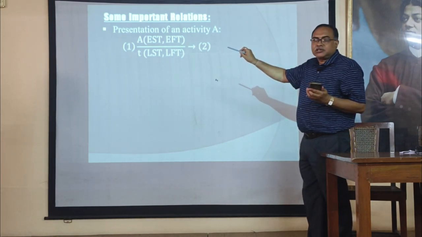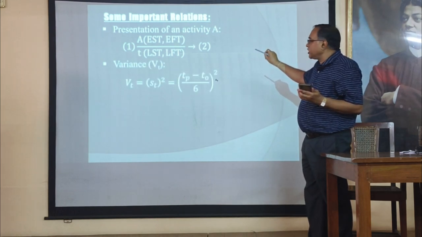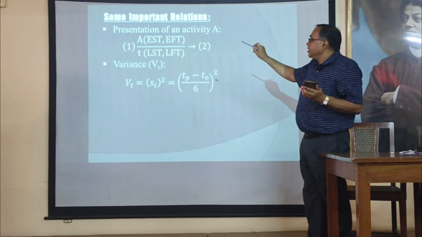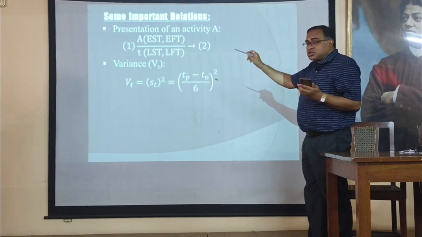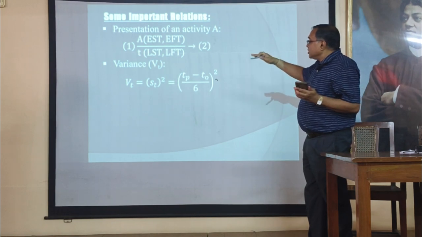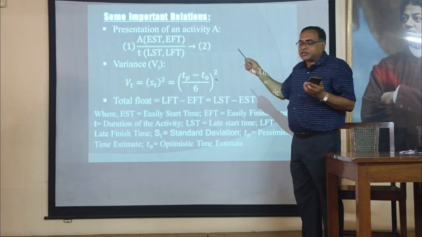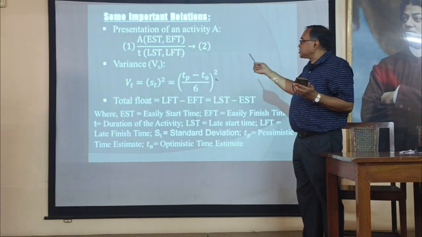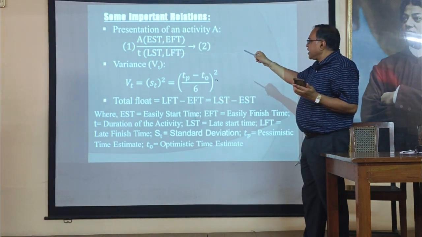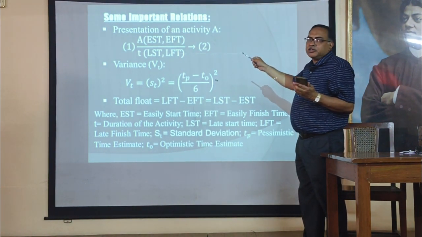One is the starting event, and two is our finishing event or closing event. The activity is represented by the symbol A. For this activity A, the starting event is 1 and the finishing event is 2. On the above side, in the bracket, we have used EST meaning earliest start time and EFT meaning early finish time. T is the expected duration. Next, LST is our latest start time, and LFT is our latest finish time.